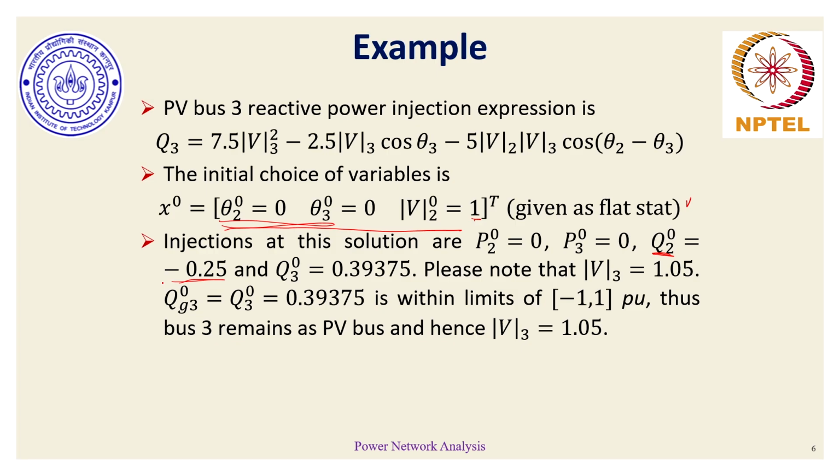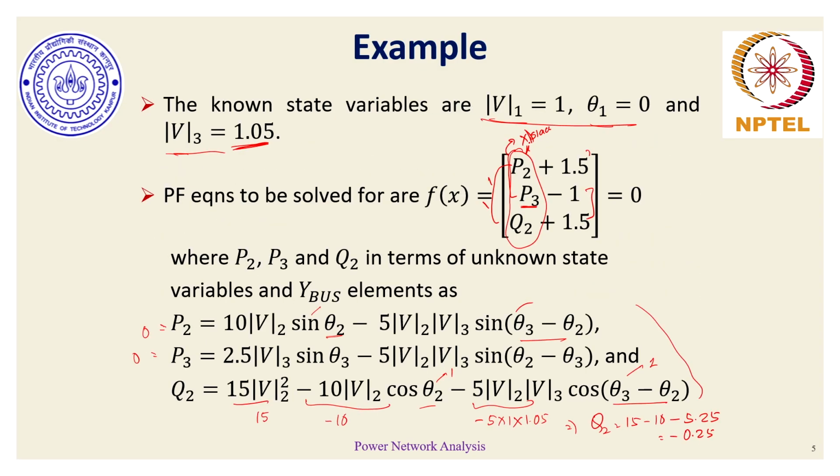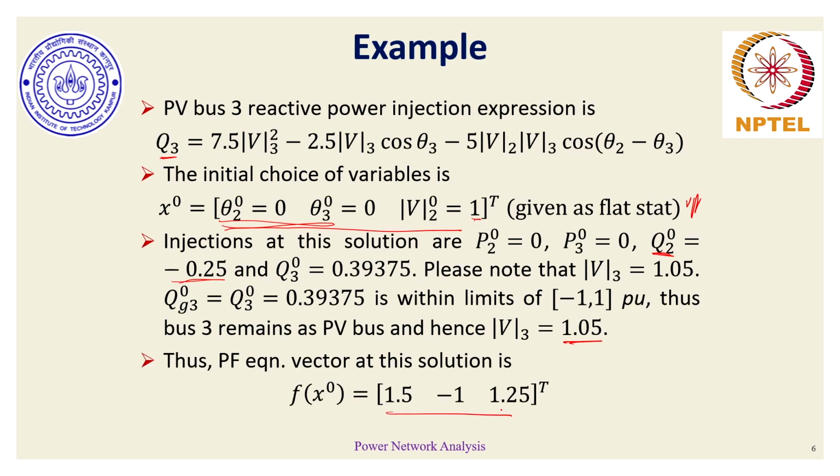And similarly, we can also find injection at bus 3 because bus 3 is a PV bus. So we have to ensure that its generation is within the specified limit. So for the initial choice of solution, bus 3 remains as PV bus. We find the corresponding function forms, which is these numbers here. So 0 plus 1.5 is 1.5. 0 minus 1 is minus 1, minus 0.25 plus 1.5 is 1.25. So f of x at the initial value of x0 is this function order.